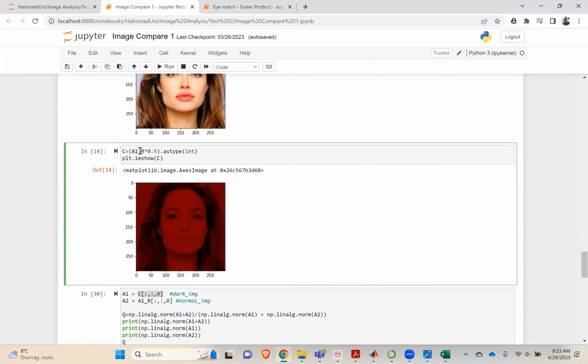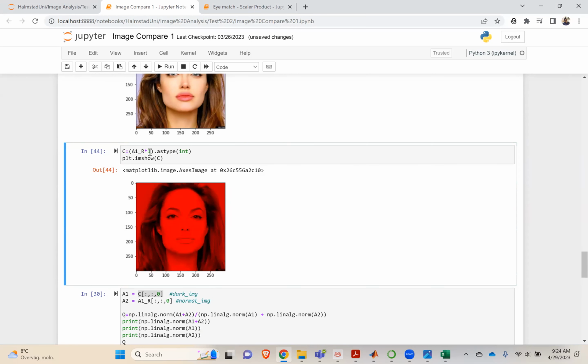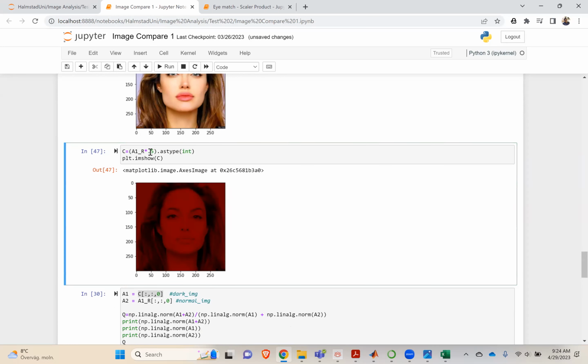So the same red face, I can just multiply with some scalar. If you multiply with a small scalar, you will get a dark image. If I scale with a higher value, you will get a bright image. If you scale with 1, obviously nothing happens. Like 1.1, you can see it's getting brighter. Like 2, it will be so bright. So you got the idea, right?